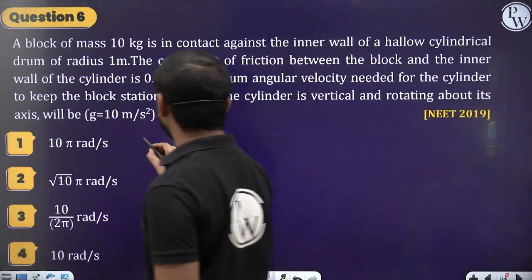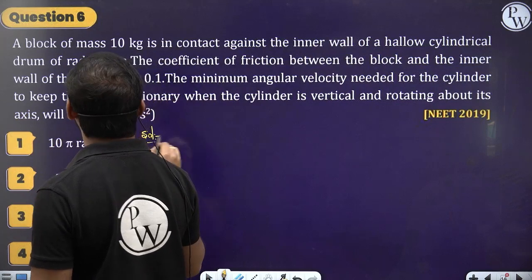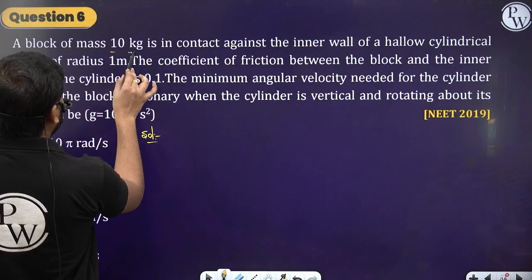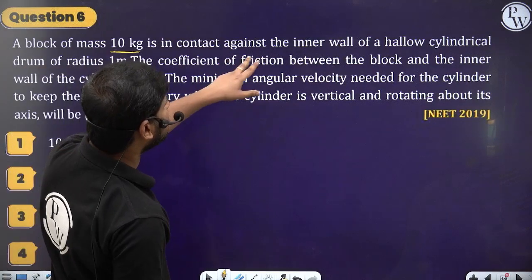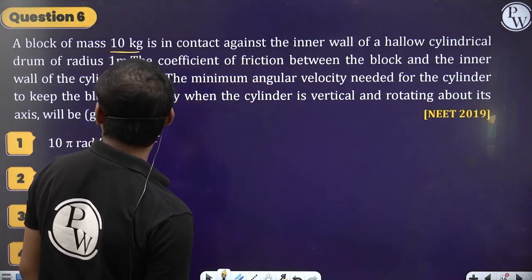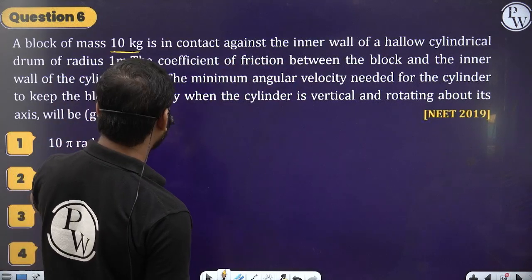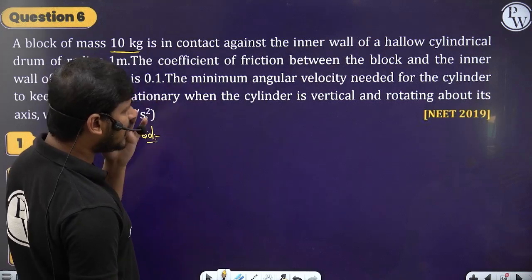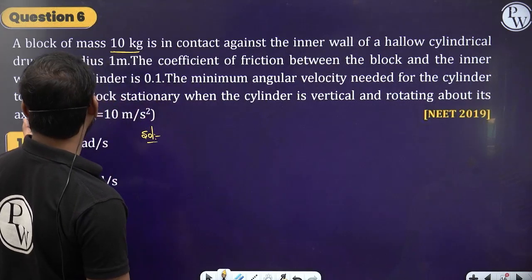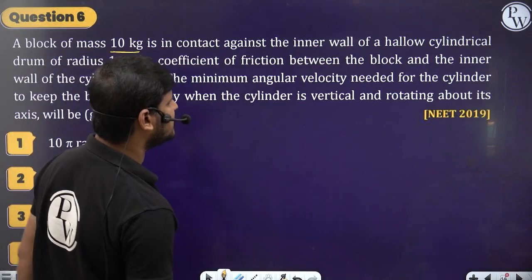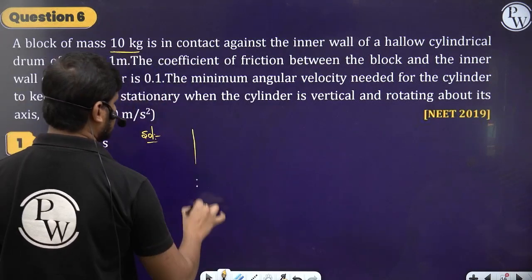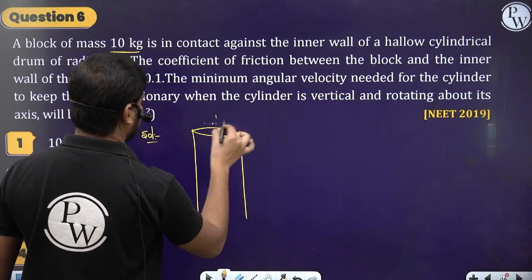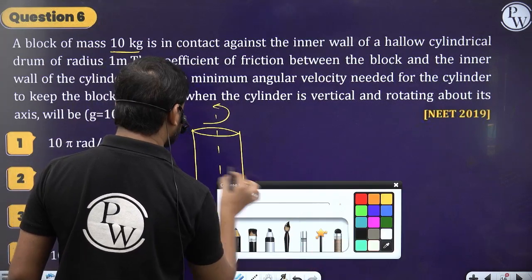So let's take one more question which was asked in NEET 2019. What they are saying: a block of mass 10 kg is in contact against the inner wall of a hollow cylindrical drum of radius 1 meter. The coefficient of friction is 0.1. Okay. So the minimum angular velocity needed for the cylinder to keep the block stationary when the cylinder is vertical and rotating about its axis. See here, this is the cylinder, which is rotating about its vertical axis. Okay. Then a block is attached to this cylindrical rotor.